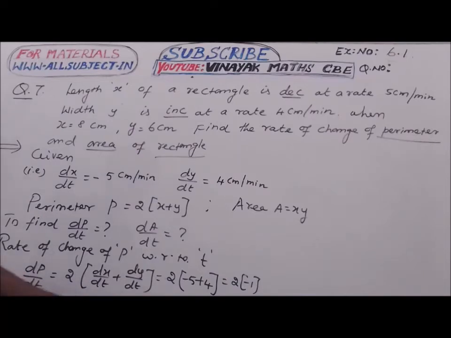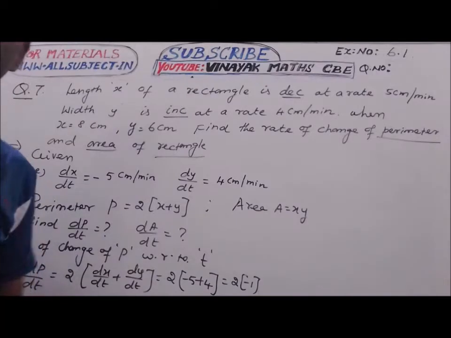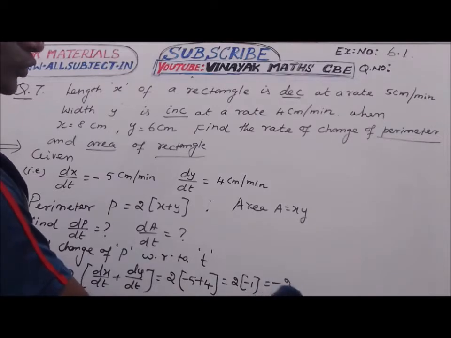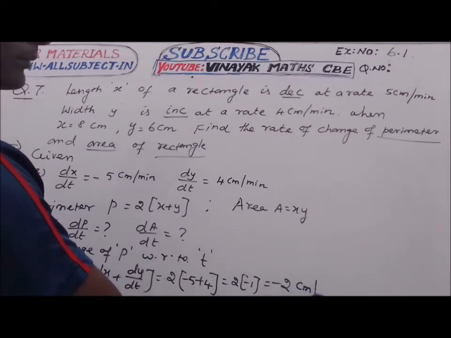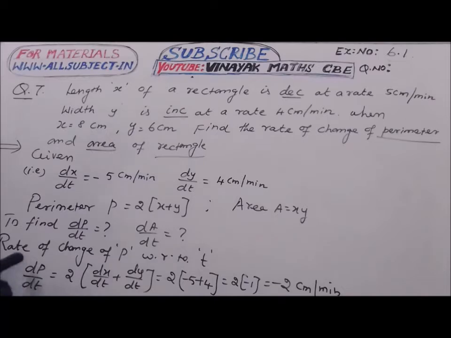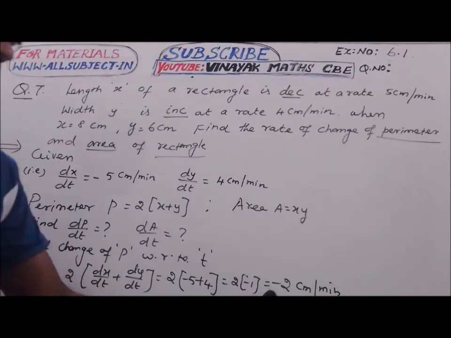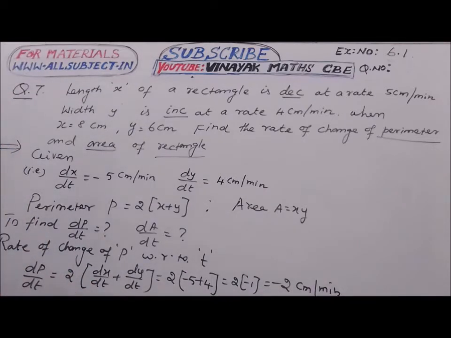Here the negative sign represents the perimeter is decreasing at the rate of 2 centimeter per minute. That is, the perimeter is decreasing at the rate of 2 centimeter per minute, which is equal to minus 2 centimeter per minute. The negative sign indicates the decreasing of perimeter at rate 2 centimeter per minute.